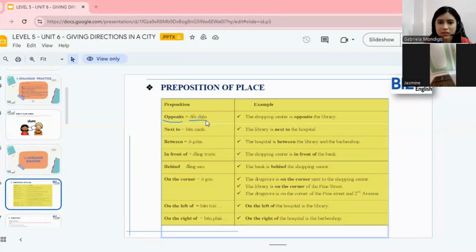Let's have the first word, opposite. It means this one, opposite. Let's read the example sentence. The shopping center is opposite the library. Very good. Next to. The library is next to the hospital. Between. The hospital is between the library and the barber shop. Good.